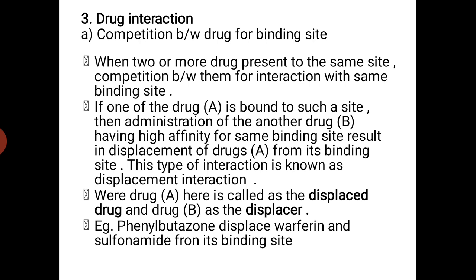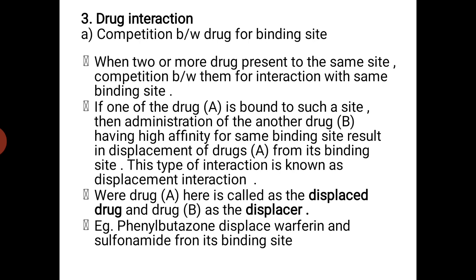Now the displaced drug here is warfarin. If the displaced drug is more than 95% bound, I'll explain one by one, please listen. Warfarin is administered to a patient, and it has a protein binding of 95%. That means 95% of warfarin is bound with the protein, and the remaining 5% is in the unbound form. This 5% only produces the therapeutic activity.